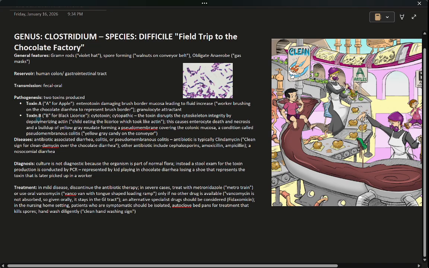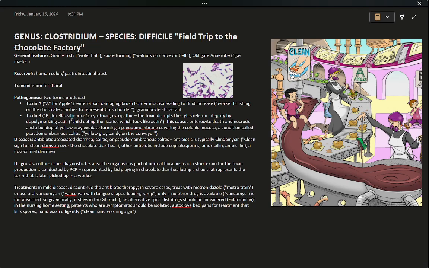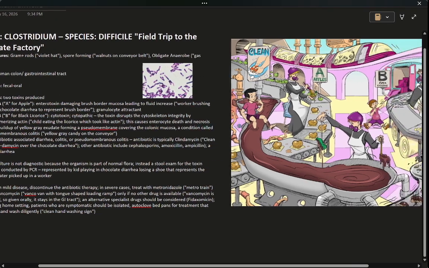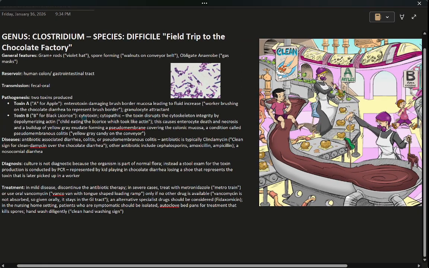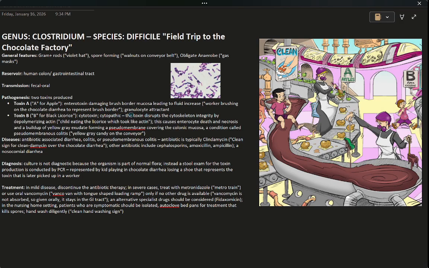Toxin B. So this one, you can think about B for black licorice, as shown over here. So toxin B is a cytotoxin, and so it is cytopathic. The way it works is that it will disrupt the cytoskeleton integrity by depolymerizing actin. You can remember this by thinking of the child eating the licorice, which looks like the actin.